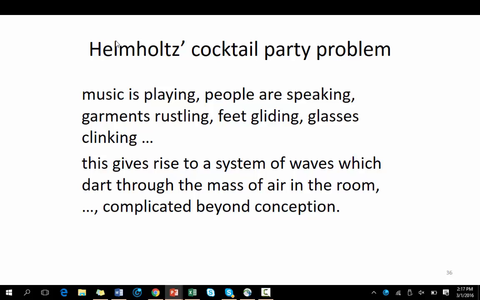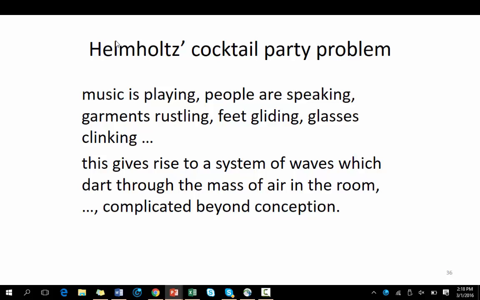So it's a cocktail party. There are people dancing, there are people speaking, there are feet knocking and glasses clinking and so on. And what that means is that there is a gigantic mass of waves, vibrations, throughout the whole. Now, all the waves interfere with each other.